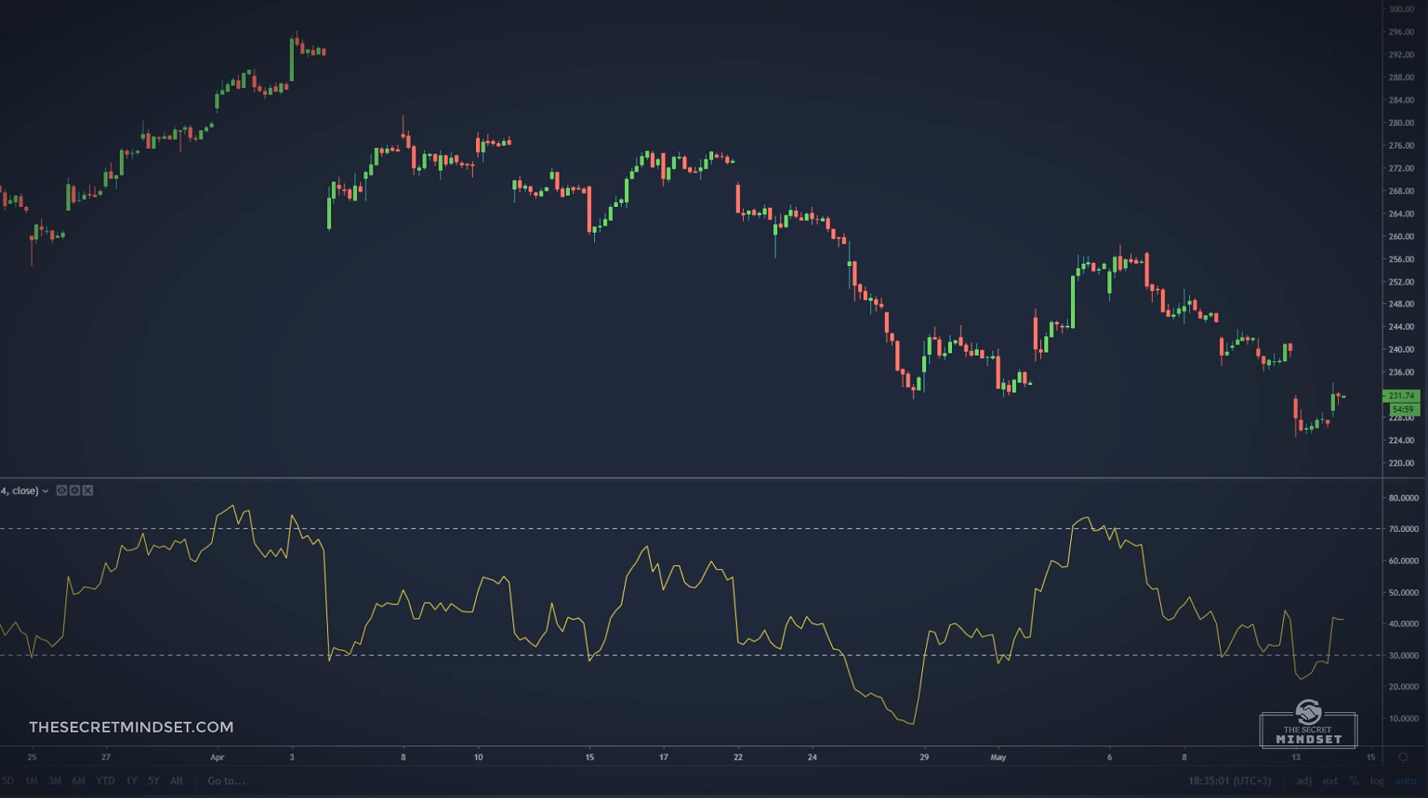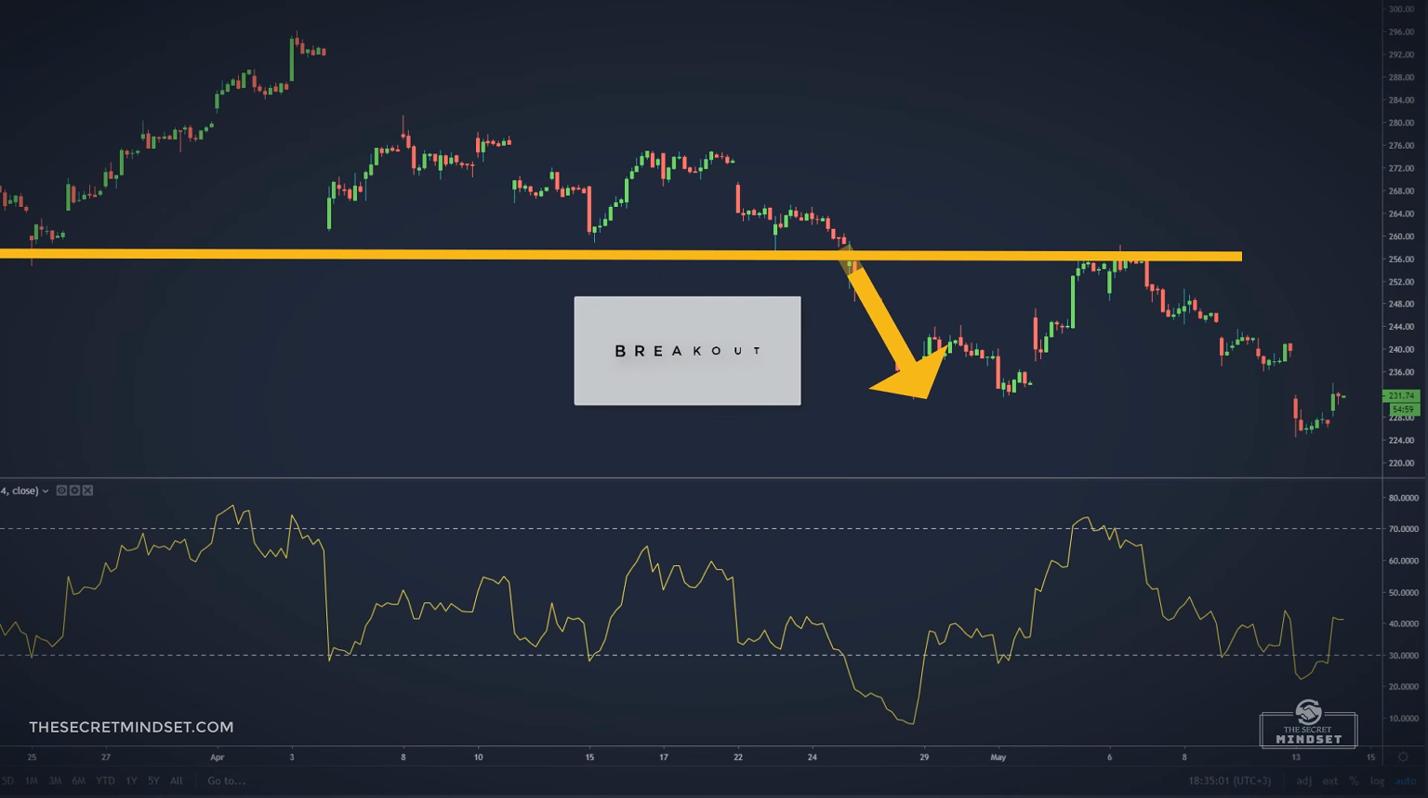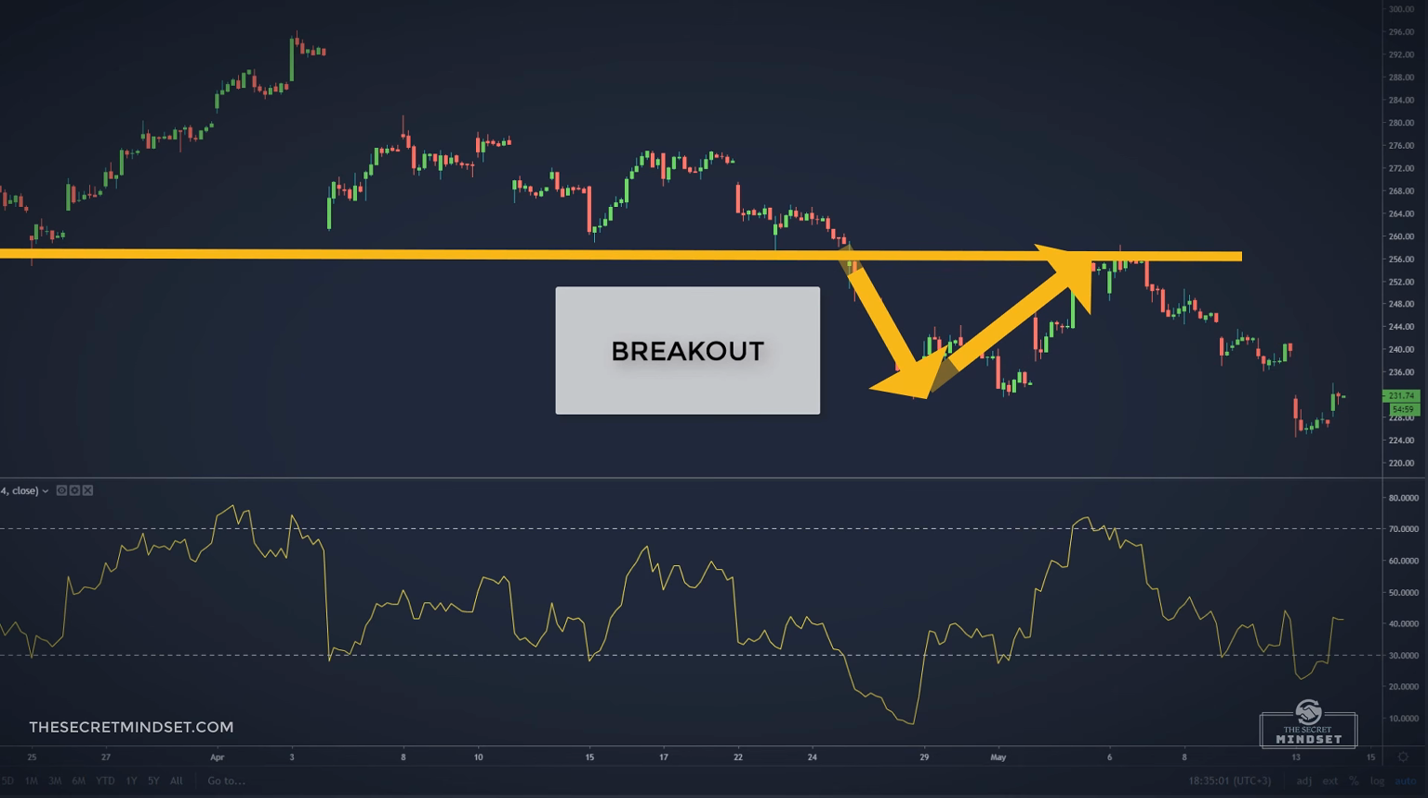We have almost an identical trade on this Tesla chart. The price broke the support to the downside and came back to the breakout level with the RSI reaching overbought areas. As soon as the price hit that area, was unable to go higher and continued its downward direction.